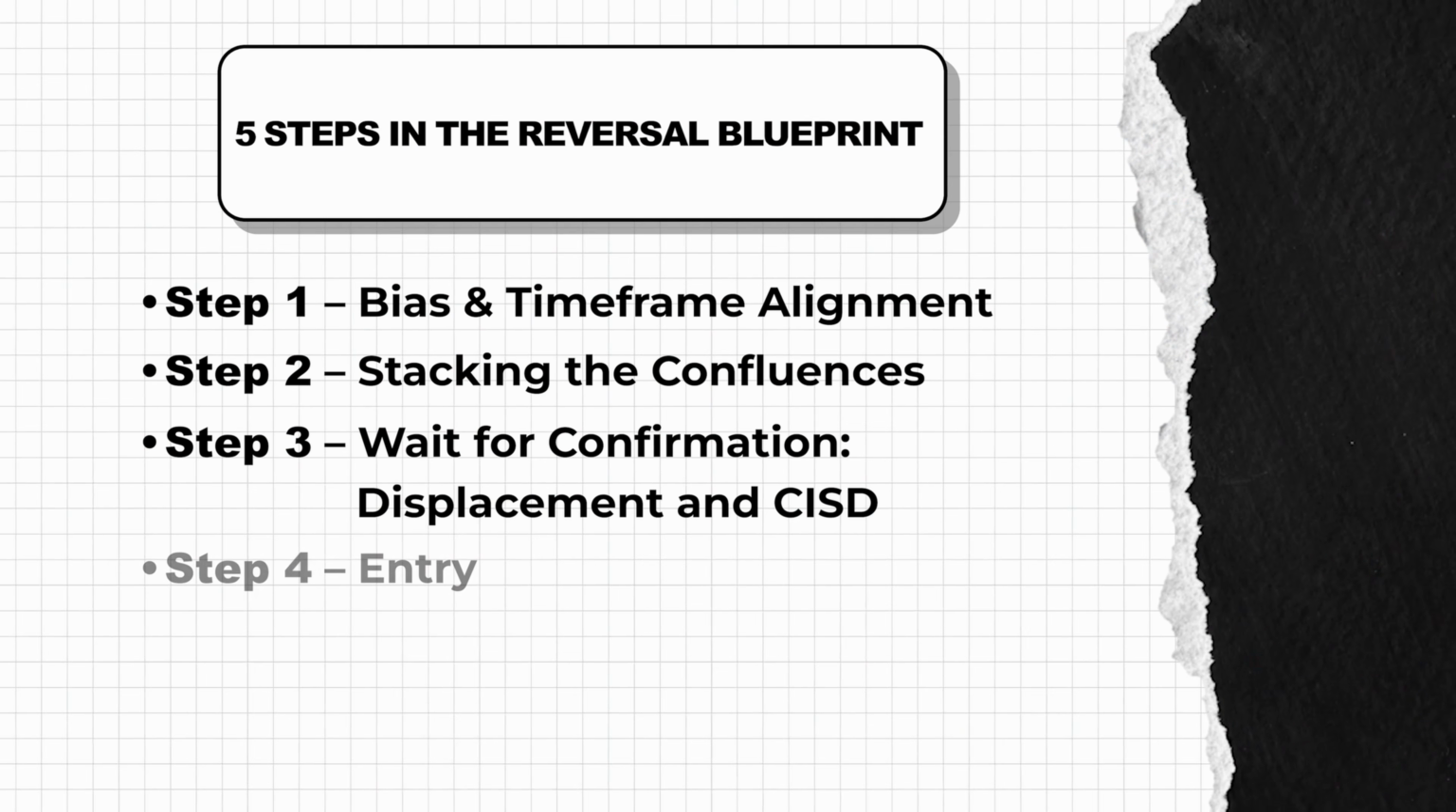Step 4 is where we execute, where we identify our chosen entry strategy. Now, it's important to note that everything up to this point has been about reading order flow, understanding bias, liquidity, and structure. Entry is the smallest part of the process, yet it's what most traders focus on first. Now, there are many ways that you can enter a trade. Today, we're using one of my favorites, the breaker.